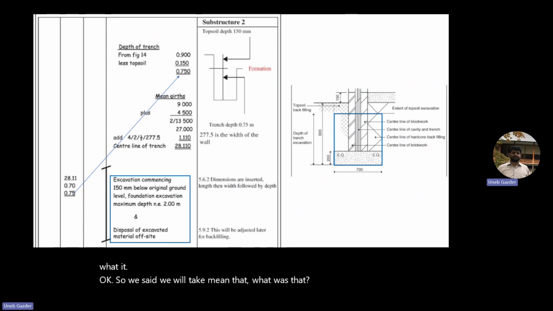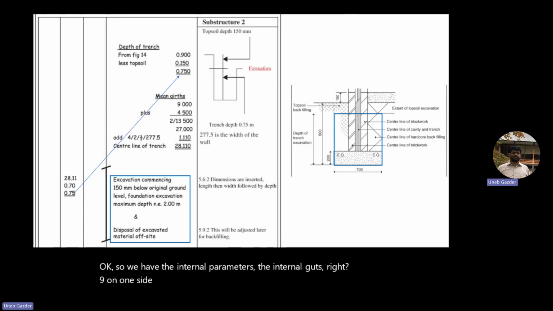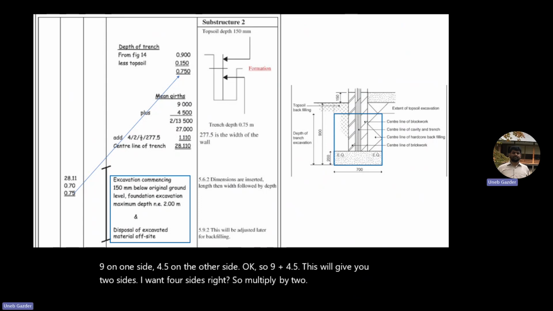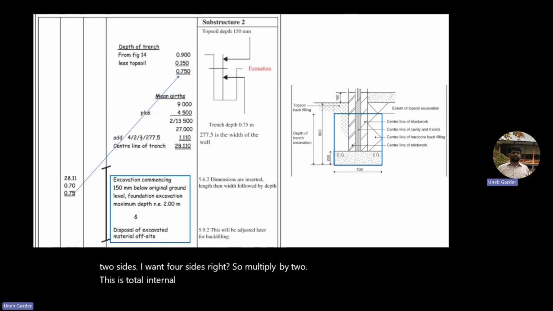Parameter. Okay, so we have the internal parameters, the internal girth: 9 on one side, 4.5 on the other side. So 9 plus 4.5 will give you two sides. I want four sides, right? So multiply by 2. This is the total internal girth: 9 plus 4.5, L shape, into 2. So you have the rectangle complete.